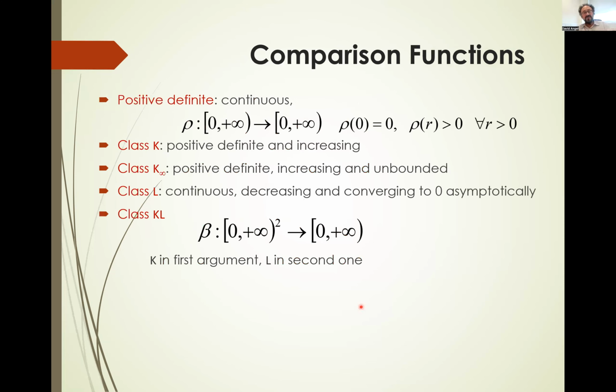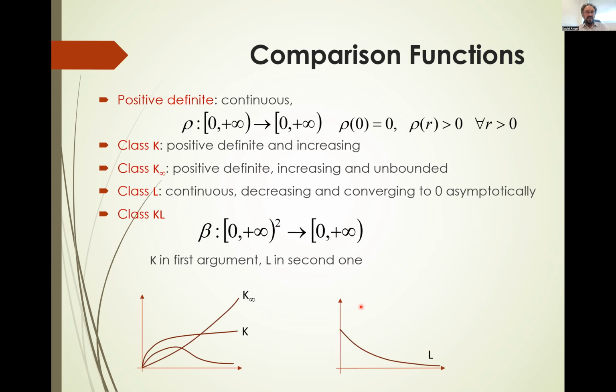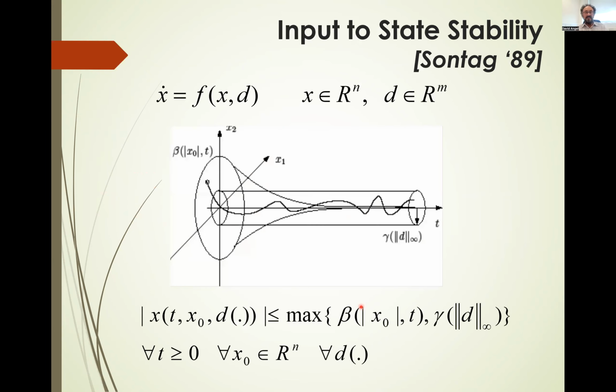So you all know comparison functions, of course, positive definite functions. I will make use of this concept: class K, usual stuff, class K infinity, class L, and KL. Since this audience is really focused on input to state stability, I don't think that I need to recall this notion. This is just a graphical representation of the main classes: K infinity, K, positive definite, and class L. The classical notion then of input to state stability, as you know, is for systems evolving on Euclidean space.